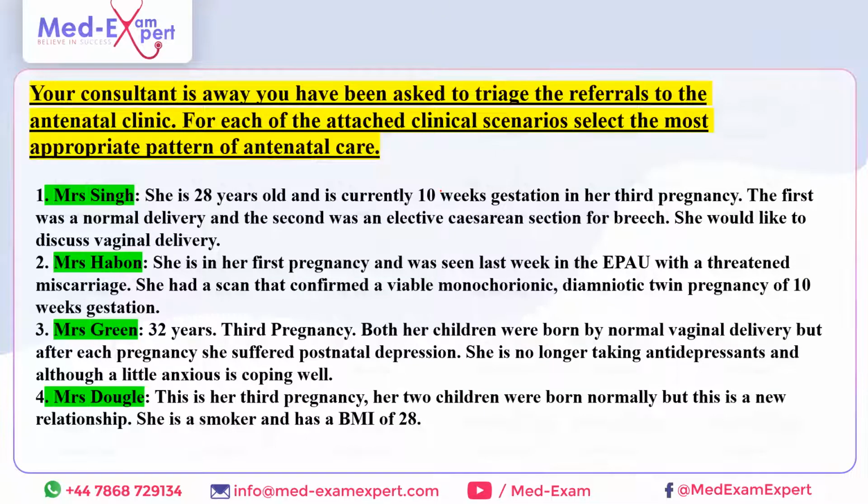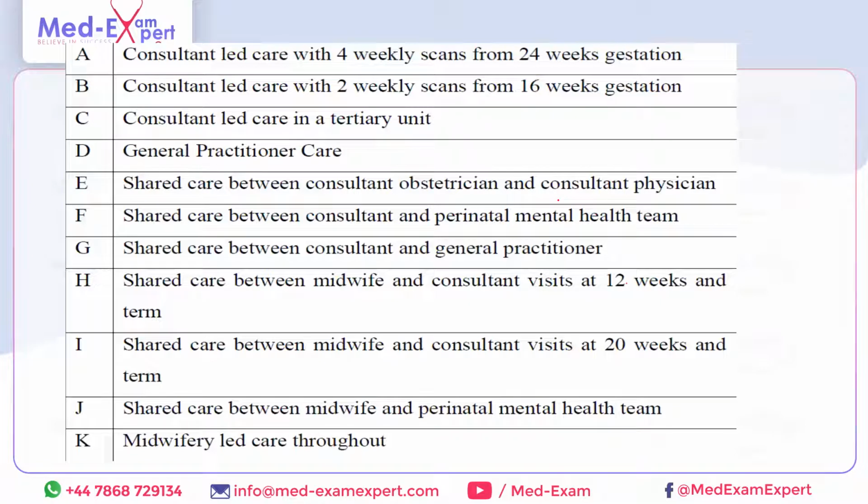Okay. So let's see. Not bad, not bad. So the first case is she's 28 years old and currently 10 weeks of gestation in her third pregnancy. The first was a normal delivery and the second was an elective cesarean section for breech. She would like to discuss her vaginal delivery. Her current is 10 weeks, so of course, we are going to have the checkup at 10 weeks, and then of course at 20 weeks, and then it is going to be the term.